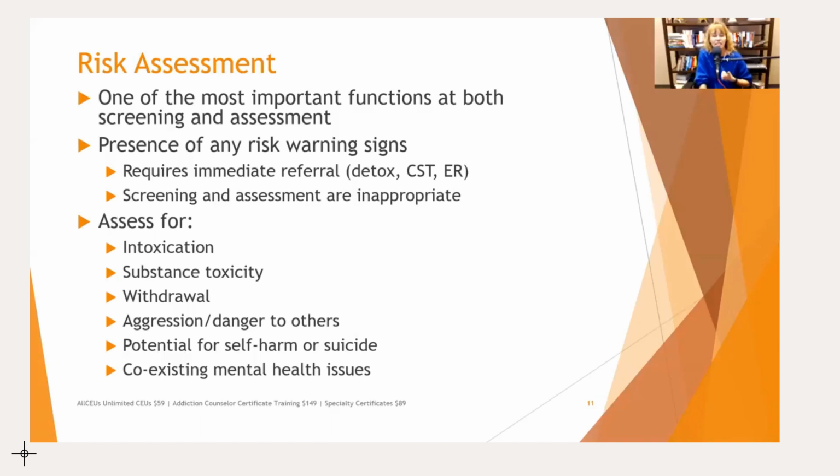We want to assess for intoxication and substance toxicity. Sometimes people will overdose, and we want to make sure we identify that. I've had clients use before because they wanted to get into detox, and in order to get into detox they had to be under the influence, and they accidentally used too much. So we want to look for substance toxicity, withdrawal, aggression or danger to others, potential for self-harm or suicide, and any coexisting mental health issues. Especially when we're talking about risk, be aware of any psychotic features: hallucinations, delusions, lack of ability to cognitively put things together like you would expect.